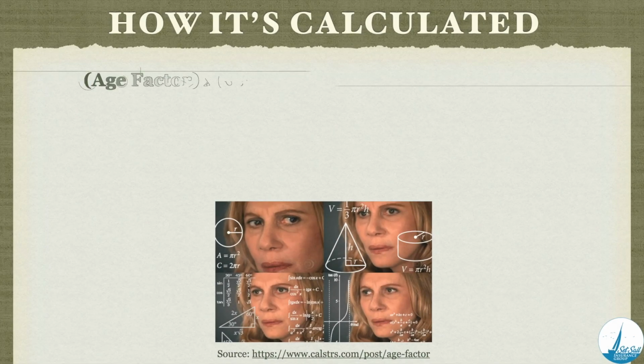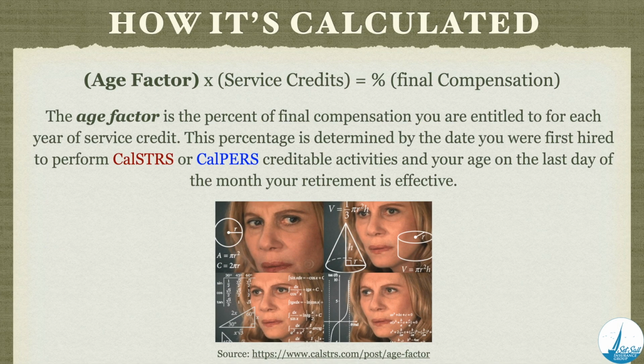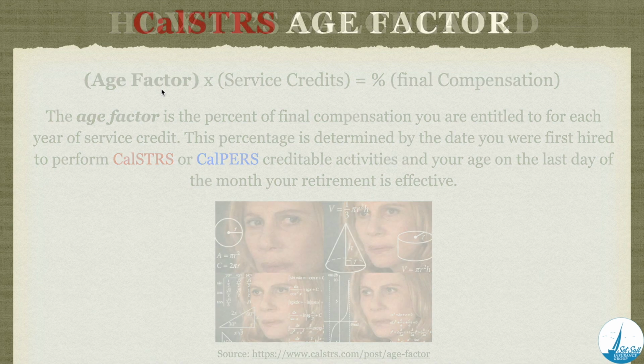All right, how it's calculated. You've got age factor times service credits equals the percentage of your final compensation. The age factor is the percent of final compensation you're entitled to for each year of service credit. This percentage is determined by the date you were first hired to perform CalSTRS or CalPERS creditable activities and your age on the last day of the month your retirement is effective.